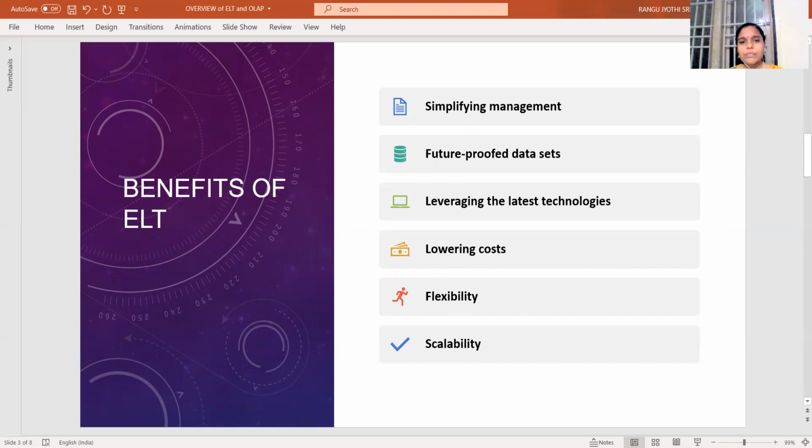One is simplifying management, which means that ELT separates the loading and transformation tasks, minimizing the interdependencies between these processes, lowering risks, and streamlining project management. And the second benefit is future-proof data sets.